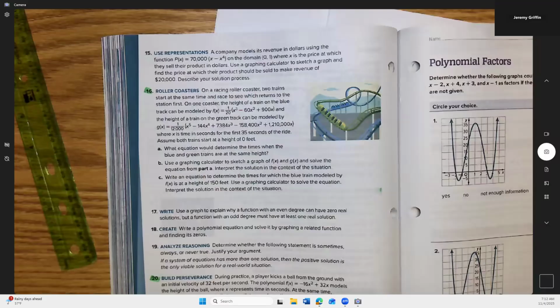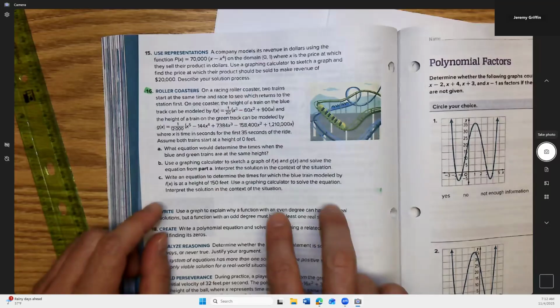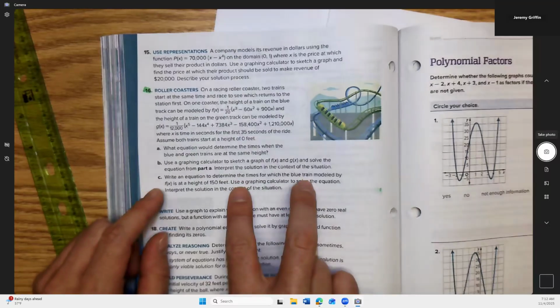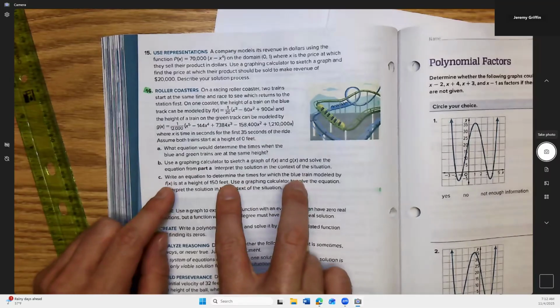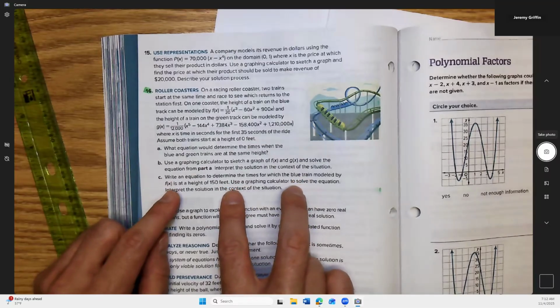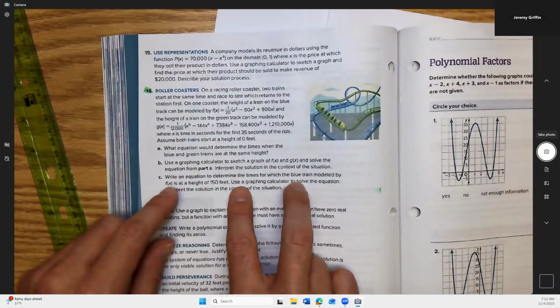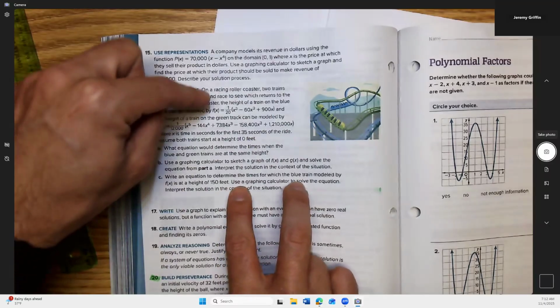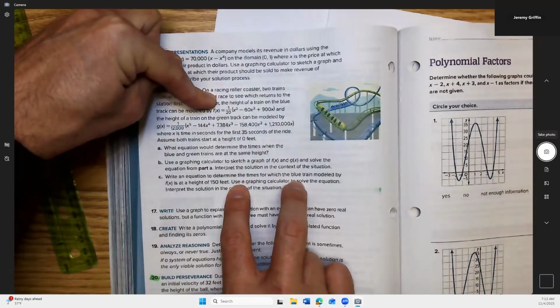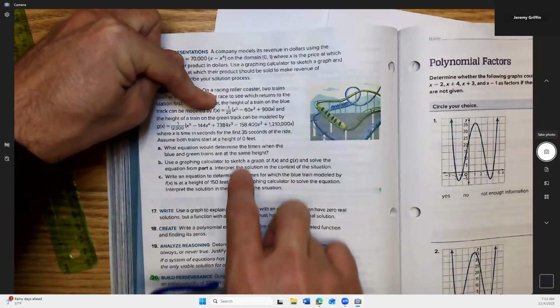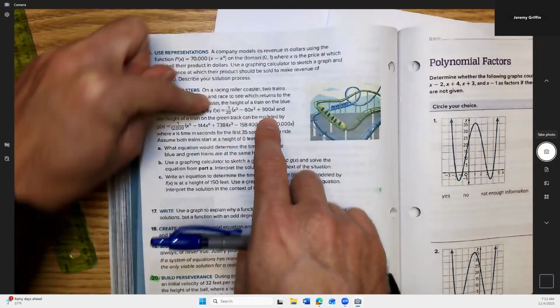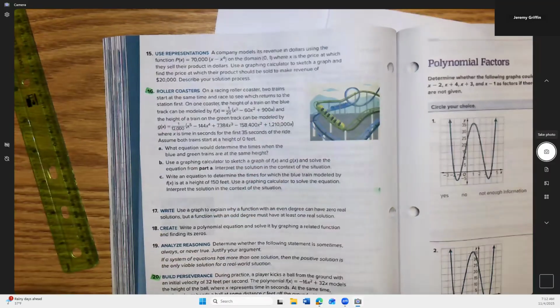Now this third one I just want to go over with you guys verbally. It says, write an equation to determine the times in which the blue train modeled by f of x is at a height of 150 feet. Use a calculator to solve the equation. So you take the blue equation, which is this first one, set it equal to 150 and then solve that. Or you could subtract 150 from it, take this minus 150 and set that equal to zero. All right, so you guys get the idea.